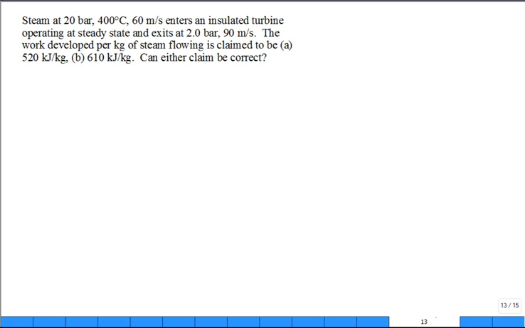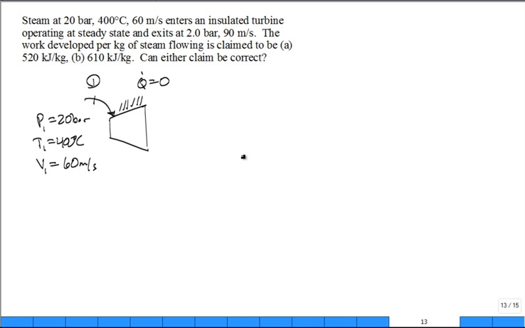Steam at 20 bar, 400 degrees C, and 60 meters per second enters an insulated turbine. So we'll draw the turbine like this. We'll draw it coming in at state 1. We'll list our properties. P1 is 20 bar. We'll put a temperature 1 of 400 degrees C. Velocity 1 of 60 meters per second. It's a well-insulated turbine, so Q dot is equal to 0. It's operating at steady state, and the steam exits at state 2 at a pressure 2 of 2 bar. I don't know T2, but a V2 of 90 meters per second.